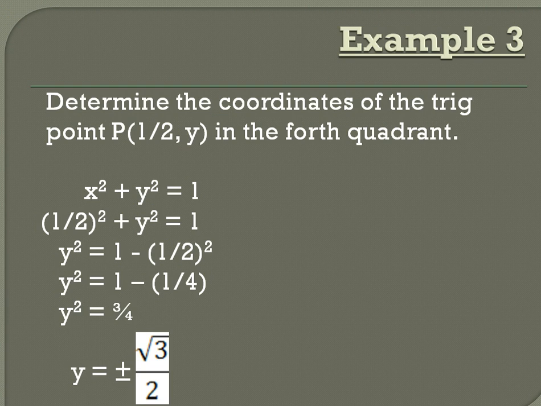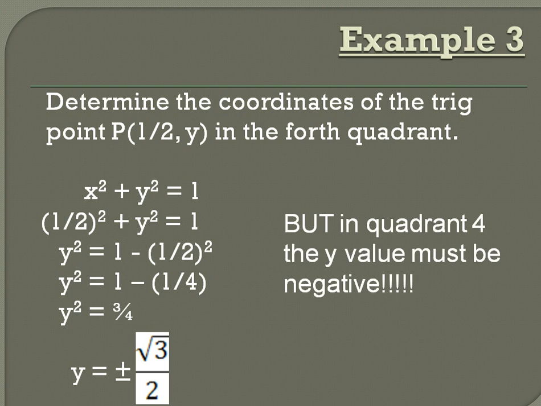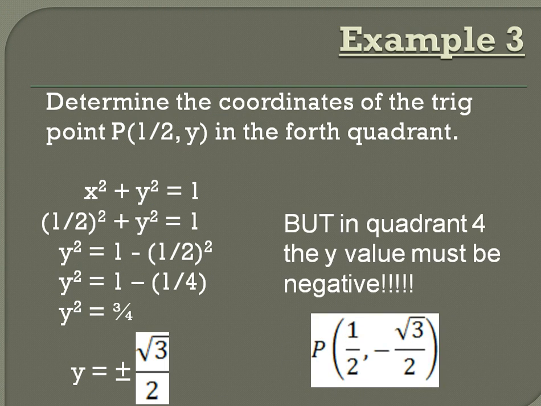Now in this case, how do I know which one to choose? Do I choose the positive or the negative? Well, the answer is directly in the question. I'm being told that I'm in the fourth quadrant. So in the fourth quadrant, what do we know about the y value? Well, the fourth quadrant is below the x-axis, which means the value of y must be negative. Therefore, I can reject the positive answer and accept the negative one, and my point would be found at half and negative root 3 over 2.